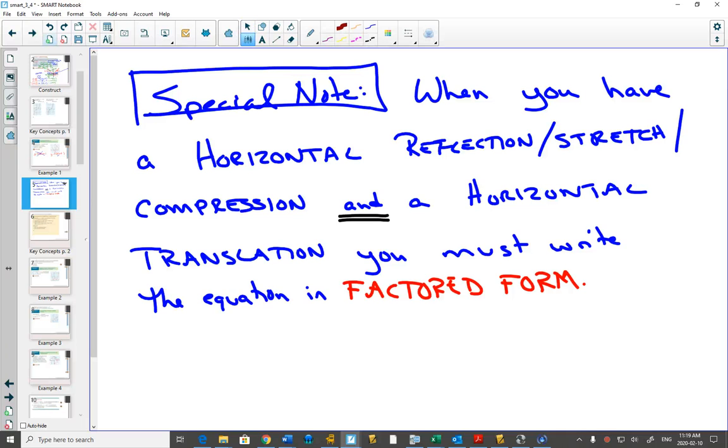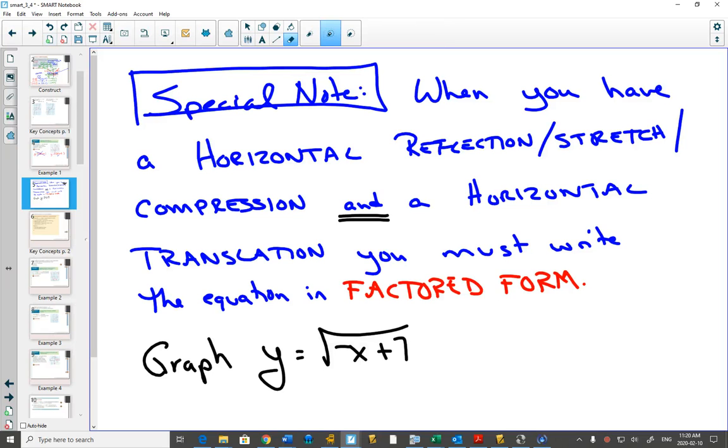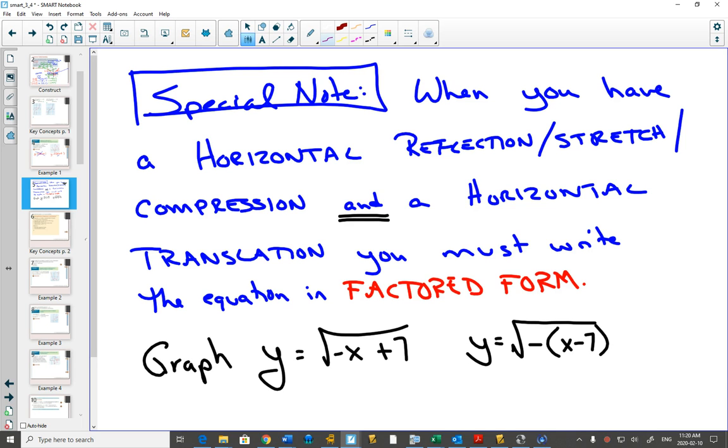So for example, if I asked you to graph y equals the square root of negative x plus 7, I should write that negative even nicer. Negative x plus 7. Can you see yourself seeing the plus 7 and wanting to go 7 to the left? But this one, because there's a horizontal reflection, you would have to first factor out that negative. So horizontal reflection and 7 to the right is what would happen.